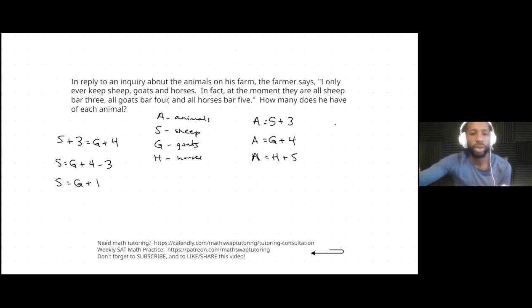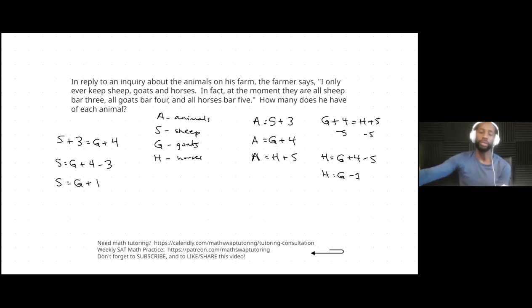Okay. So what about, let's set these equal. G plus 4 is equal to H plus 5. So let's solve for H here. I'm going to get H in terms of G. Okay. So that means you move 5 to the other side. So H is going to be equal to G plus 4 minus 5, which is just H is equal to G minus 1. Okay. All right. So let's see.